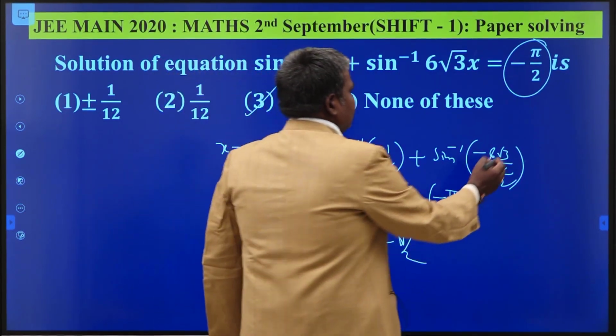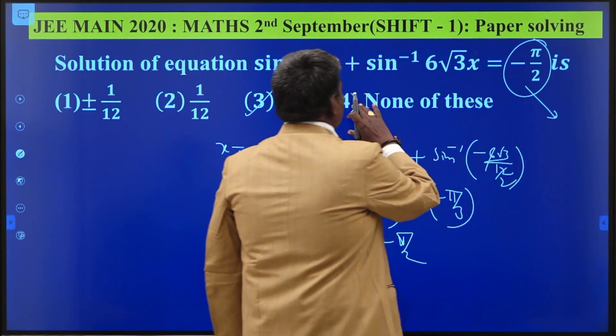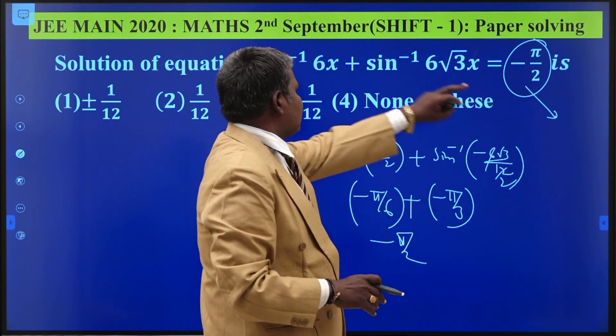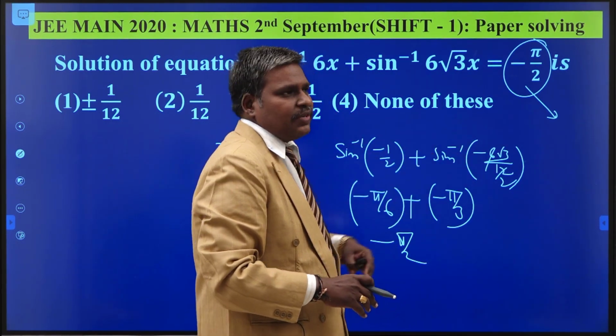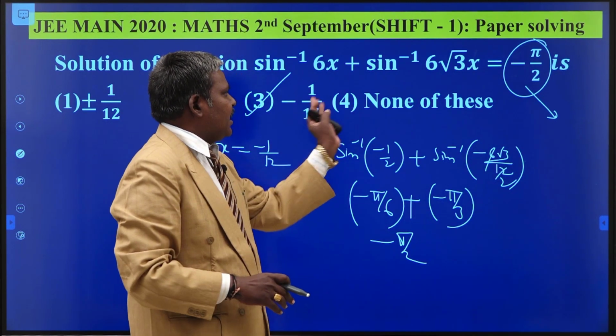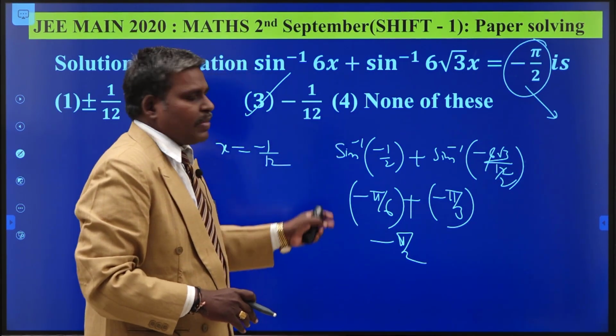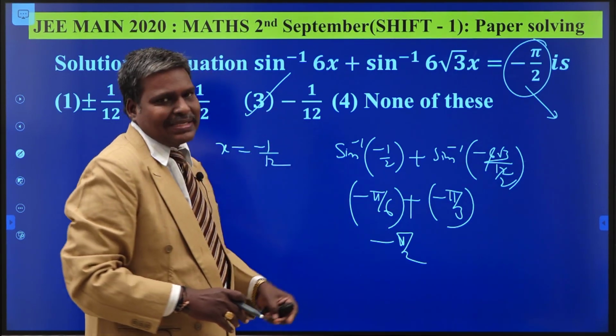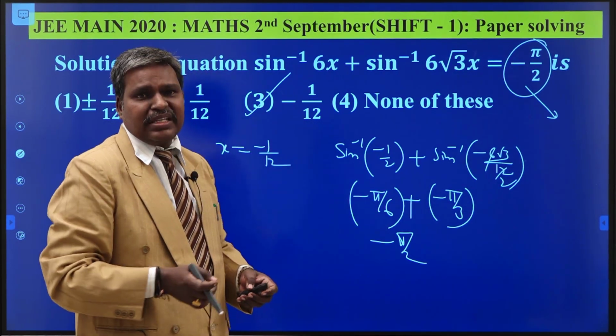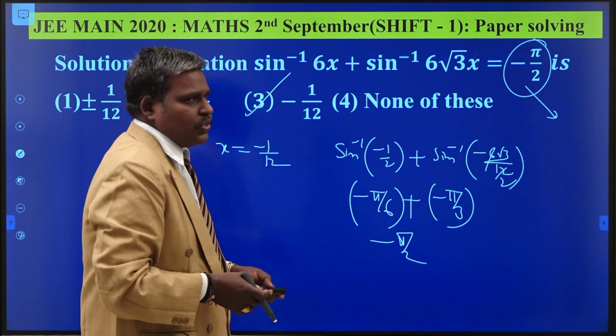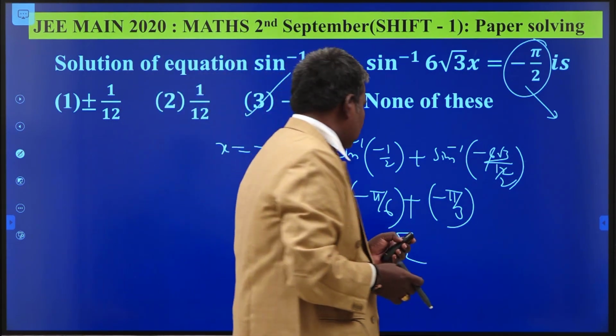Or otherwise you can write this as sin⁻¹(−1) and take sin⁻¹(6x) to the right side, apply the sin⁻¹x − sin⁻¹y formula and equate sin⁻¹ on both sides. We get some equation. From that you can calculate −1/12 as the answer. That is the general method to solve it. We are approaching with the verification method.